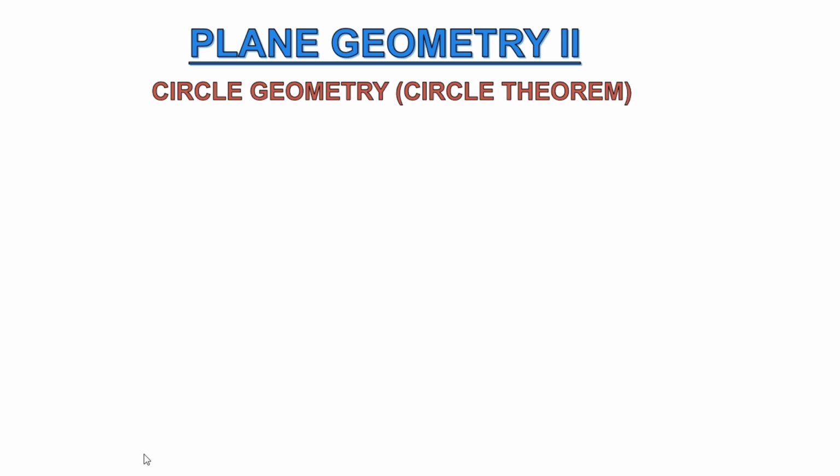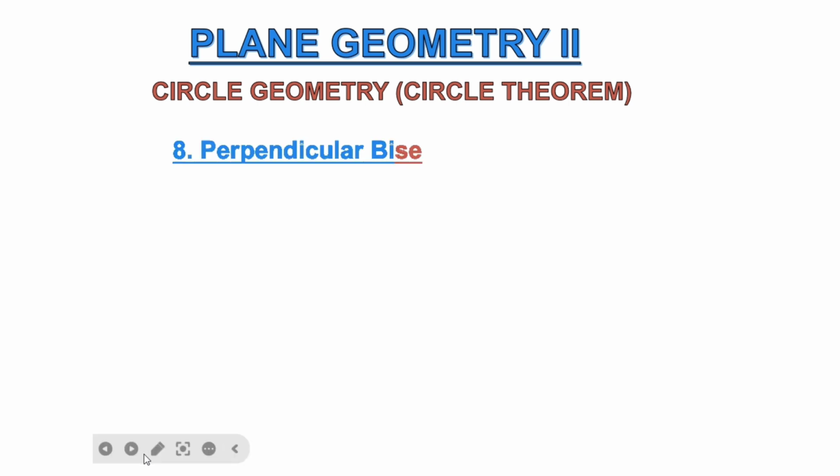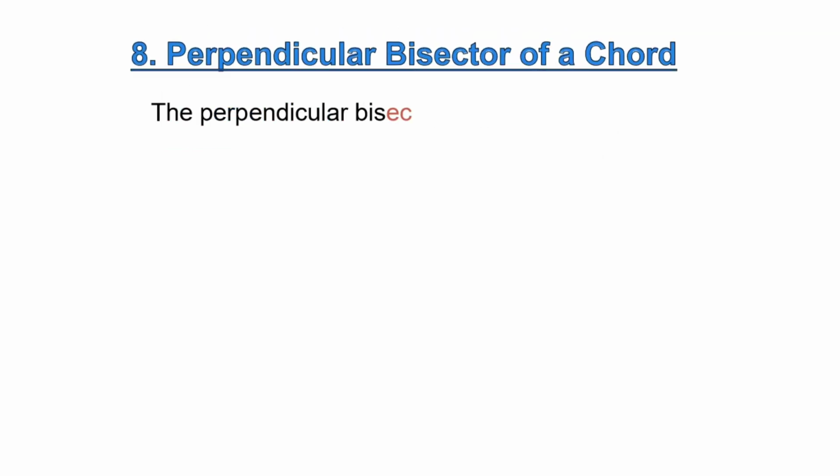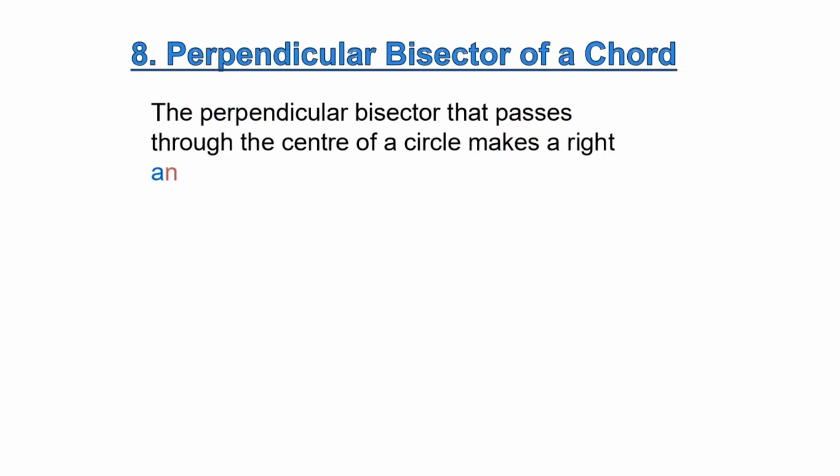All right, so let's quickly look at the 8th theorem. What does this 8th theorem say? Here we are talking about a perpendicular bisector of a chord. When we talk of a perpendicular bisector, we are saying that the perpendicular bisector that passes through the center of a circle makes a right angle with a chord in that circle.